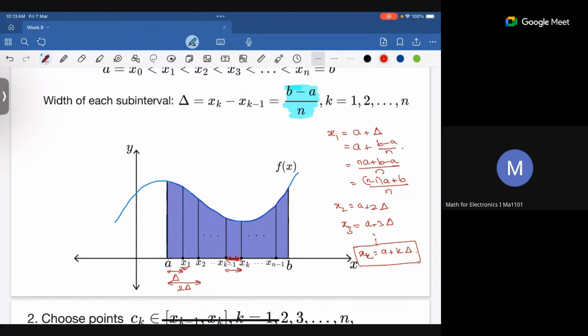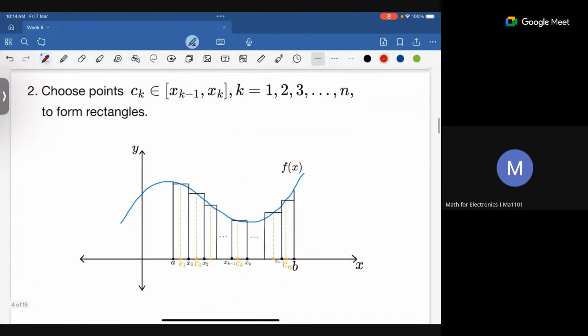So you see, you have n such intervals, and the sum of n such intervals should be the total length, B minus A. So n times delta should be B minus A. Now you bring n to the right hand side, it will come in the denominator. You got it, no? So delta, delta, delta, delta, delta. Like this, there will be n deltas. n delta should be B minus A.